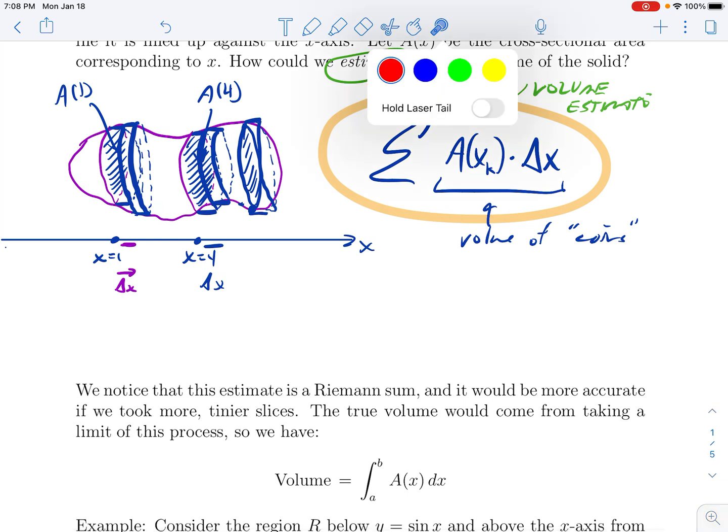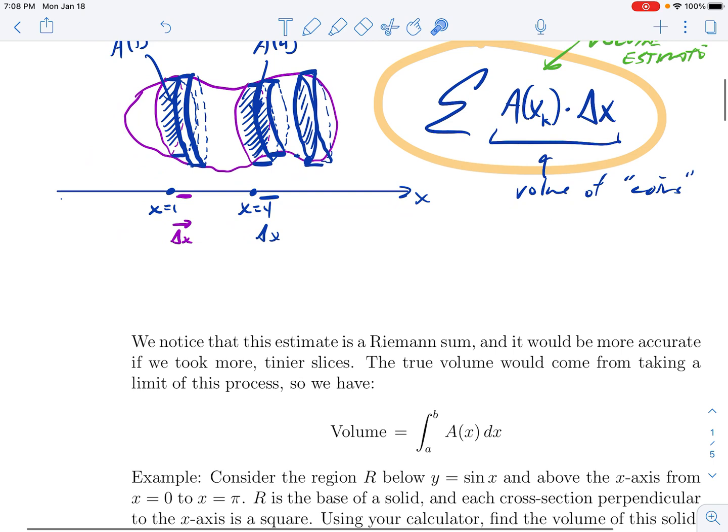So we'll notice that this is a Riemann sum, and it would be more accurate if we take tinier slices. So the true volume comes from taking a limit, and it's this. Here x equals a is the x value where this thing starts, and x equals b would be the x value where this thing ends. So if we know the function that measures the area of each slice, and that's not necessarily easy, but if we have a function that measures how thick it is at each point, we integrate.